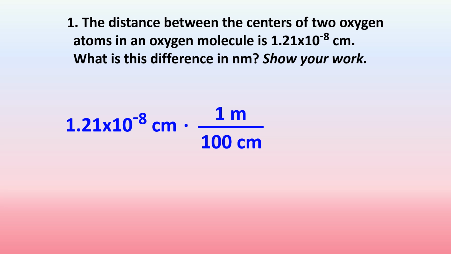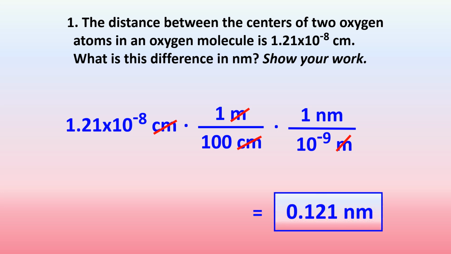To eliminate the centimeter, we then further convert the meter into nanometers, where 1 nanometer equals 10 to the negative ninth meter. After you eliminate all the meters and centimeters from the equation, you are left with a unit of nanometer. In this case, it's 0.121 nanometer. Let's look at another example.